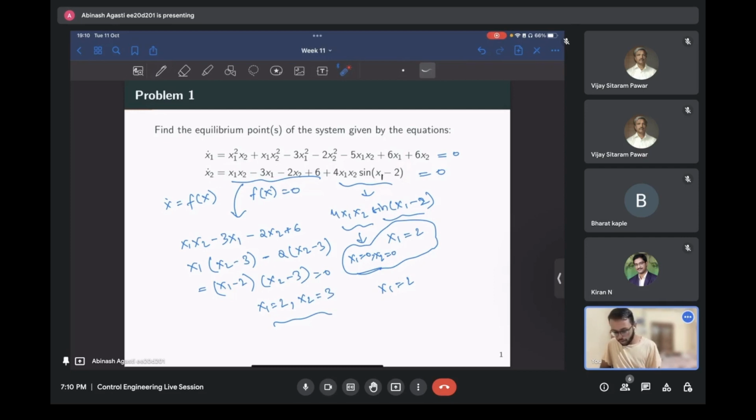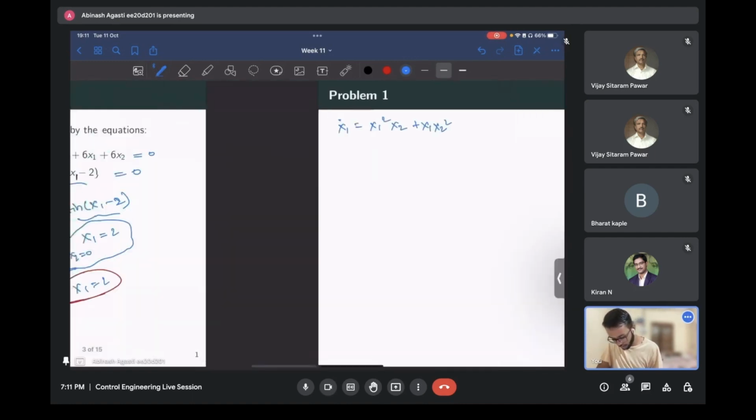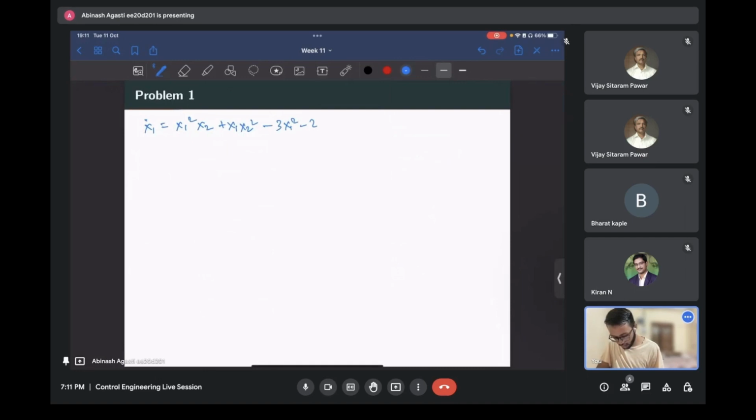Now, on the other hand, let us wrap this up for the second equation and then move on to the first equation. I'll write the entire term on the next page. x1 dot is equal to x1 squared x2 plus x1 x2 squared minus 3x1 squared minus 2x2 squared plus 6x1 plus 6x2.